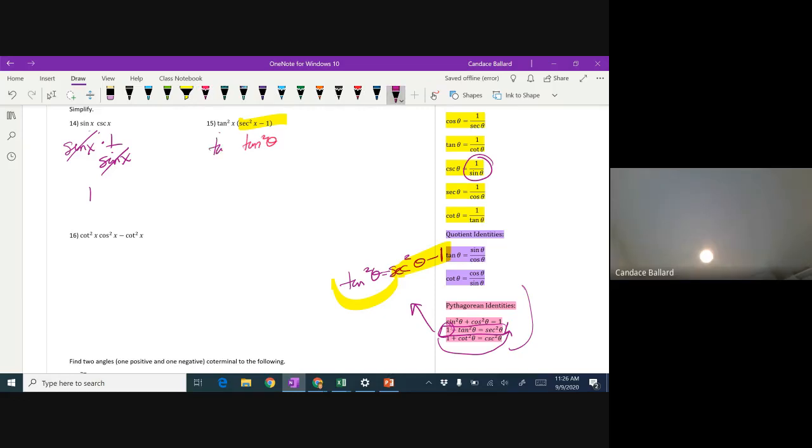And then this one, I'm just dropping down tangent squared. I don't know why I'm putting a theta. What should I have in there? Should be an x, because I was in x's, not in thetas. All right, and then I'm just going to multiply those two together. Tangent squared times tangent squared would be tangent to the 4th x.